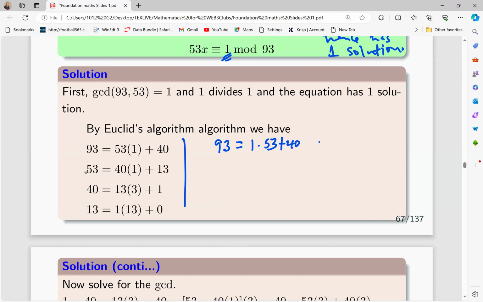40 into 53 goes there once, and the remainder is 13. So this is 1 times 40. Then 13 into 40 goes there 3 times, and the remainder will be 1. Once I reach 1, I know it will be the GCD, of course, because the next stage is how many times 1 goes into 13, 13 times, and the remainder will be 0. So this is the GCD.